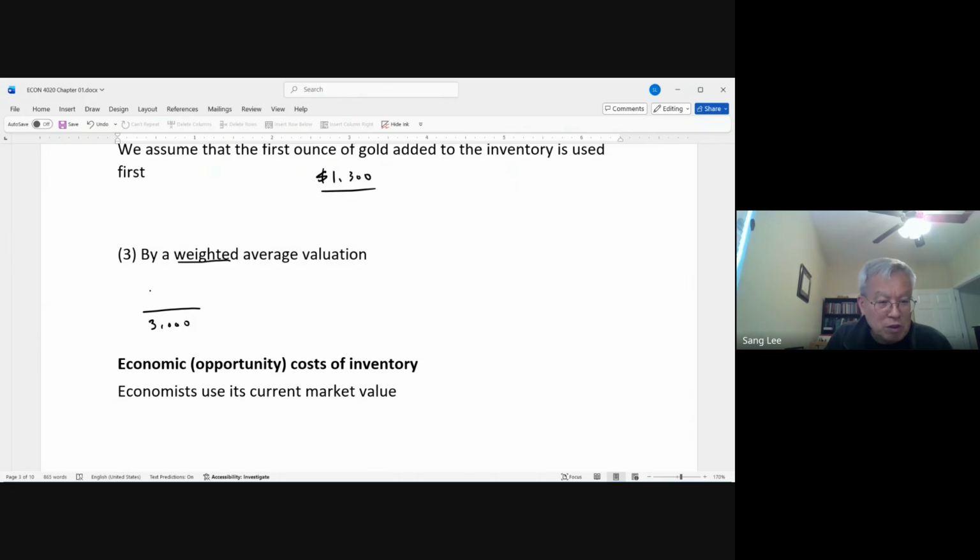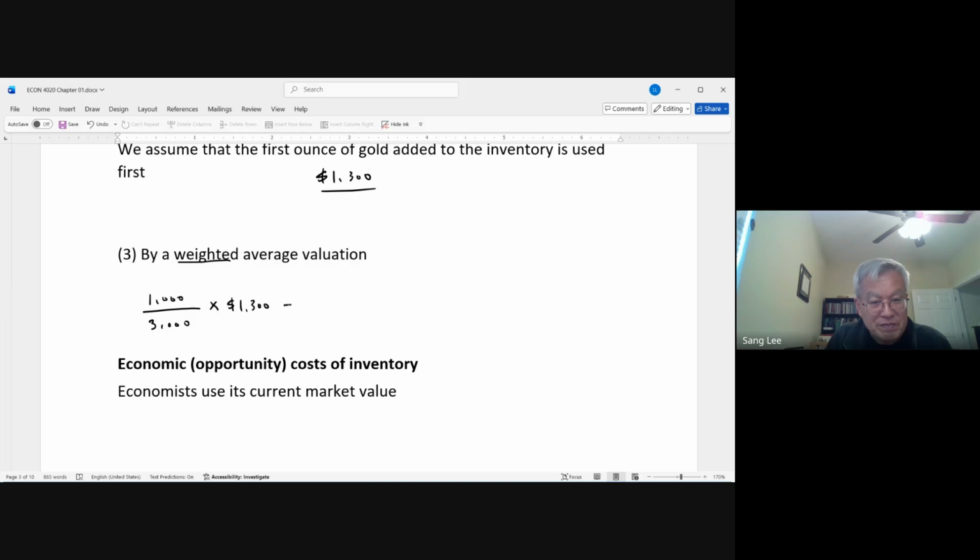Out of 3,000 ounces of gold, we purchased 1,000 ounces first, and we paid $1,300 per ounce. So here you see, out of a total inventory of 3,000, we purchased 1,000 ounces at this price. So we use the quantity of gold we bought the first time as weight. So this price is weighted by this.